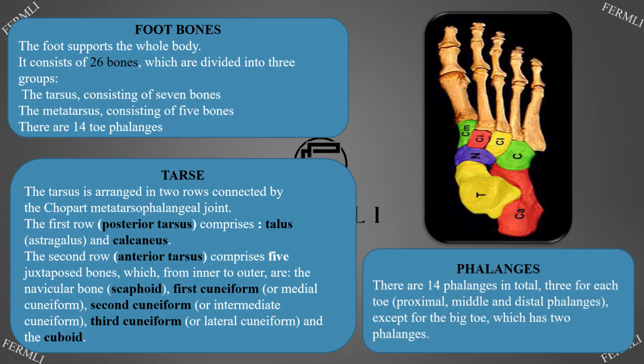Phalanges. There are 14 phalanges in total, 3 for each toe, proximal, middle and distal phalanges, except for the big toe, which has 2 phalanges.